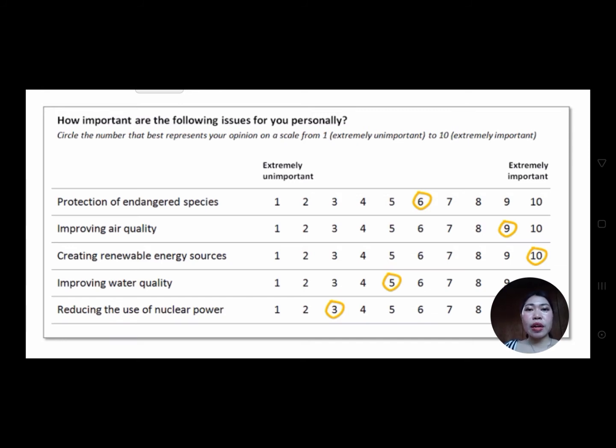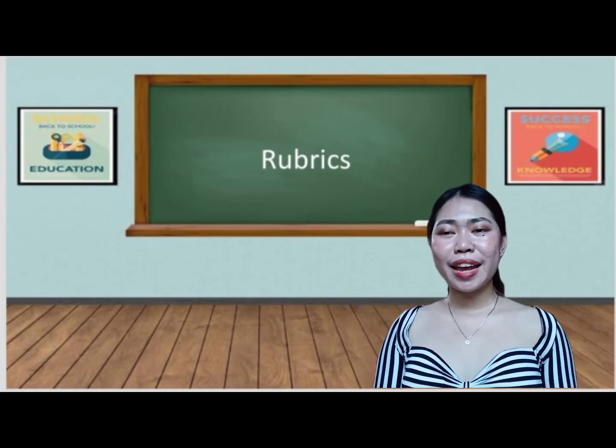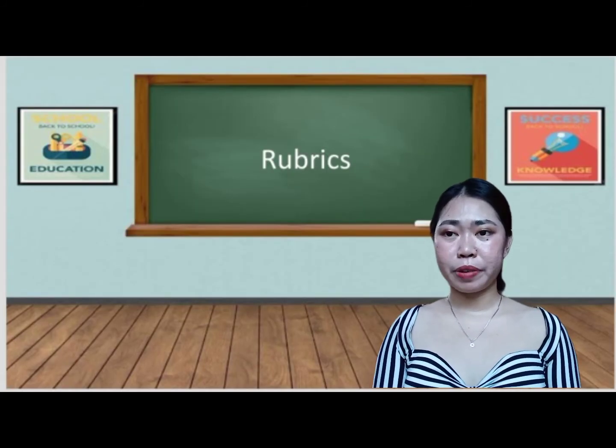So, protection of endangered species. Next is improving air quality. Next, creating renewable energy sources. Next, improving water quality. Then the last one is reducing the use of nuclear power. So the next type of scoring is rubrics.